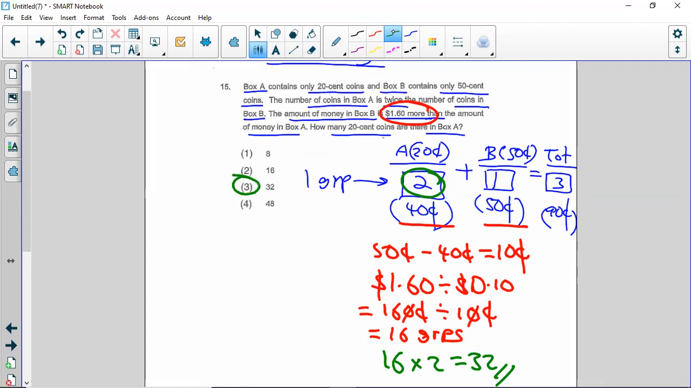Answer number 3. Okay, I think all my students, you should know how to do this already. Just that whether you recognize this method or not, that is something else already. So this is the method that you can use to solve this problem. Okay, clear so far? Okay, so let's move on to question 16.